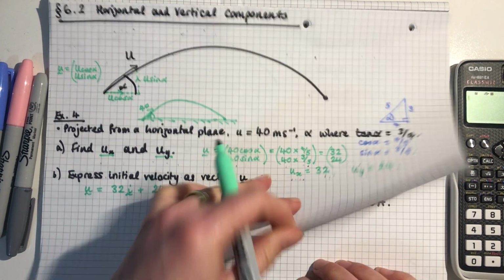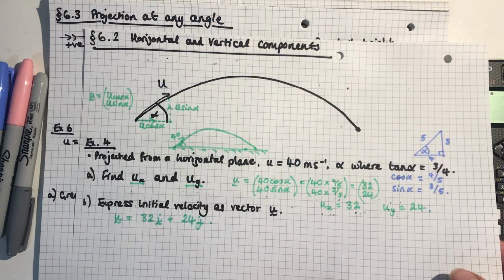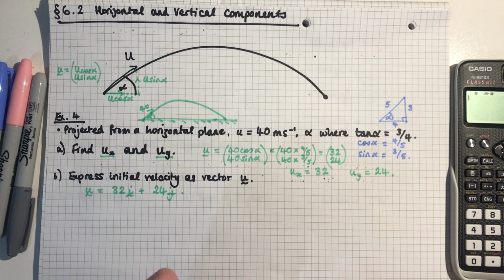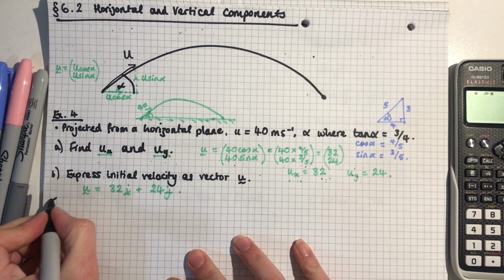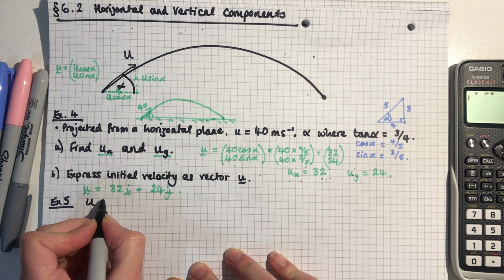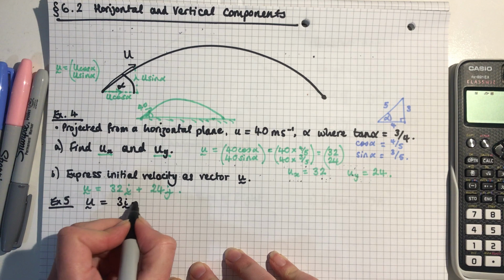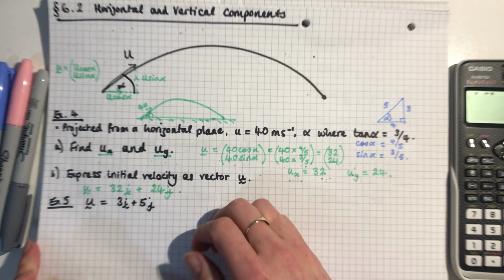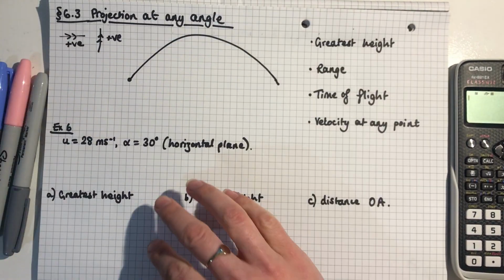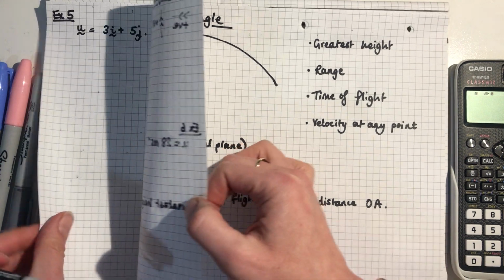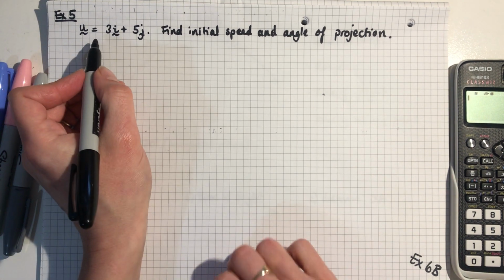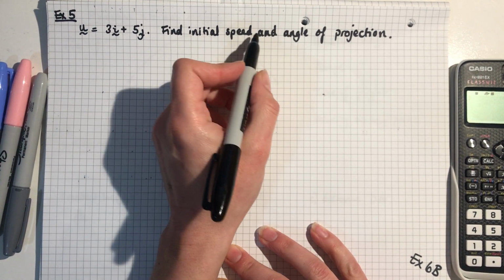Now, very briefly then, example 5. Oh, do you know what? I've not written example 5 down. Let's do it here now. So example 5, we are told that a particle is projected with velocity capital U, where capital U is 3i plus 5j. I have a feeling I wrote this down. Have I put them out of order? Aha, I have. I've got it. Here we go, 3i plus 5j. We've got to find the initial speed of this projection and the angle of projection.